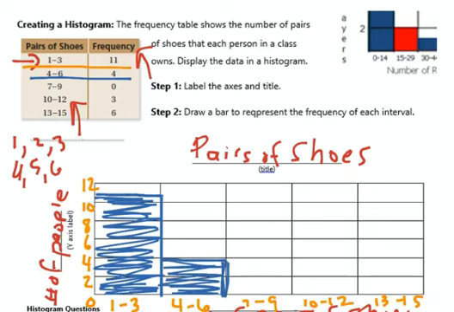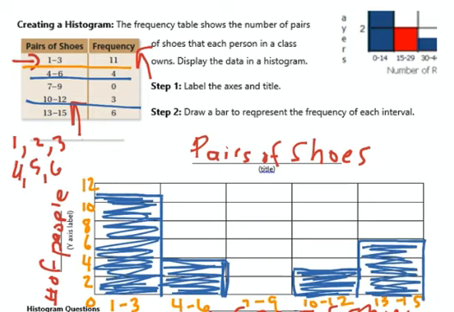7 to 9 would be my gap interval. There's no data. Nobody has 7 to 9 pairs of shoes. And then people who have 10 to 12 pairs of shoes, there are 3 people who have 10 to 12 pairs of shoes. So we're going to go halfway up to 4. And lastly, 13 to 15, we have 6 people who have 13 to 15 pairs of shoes. Okay, so my histogram should pretty much look like this. If you want to go ahead and write the totals on top of each bar, just so it's a little helpful, you can certainly do that. All right, and then we'll answer the questions at the bottom.